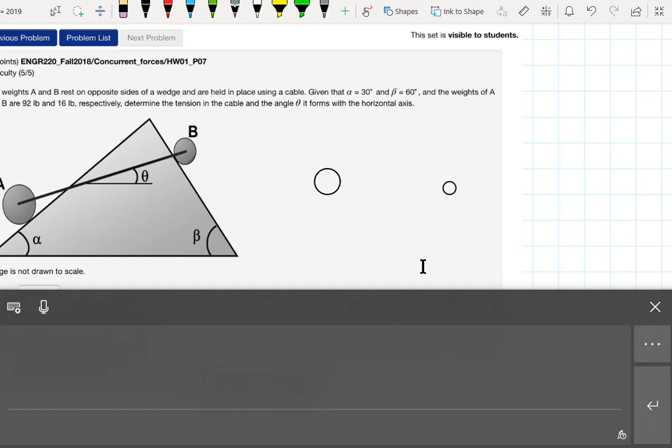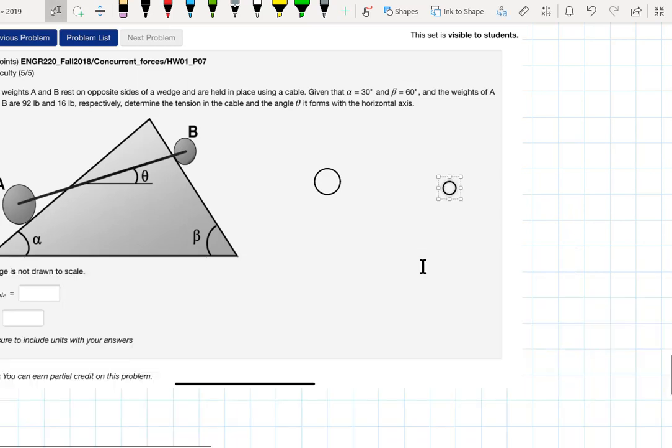And we're not going to bother to put them in the locations that they are. Then we would need to add their body weights. So this is A, by the way. This is B. So body weight for A for me is 92 pounds. Body weight for B for me is 16 pounds. All right. Then we have this unknown tension at an unknown angle between both of them.